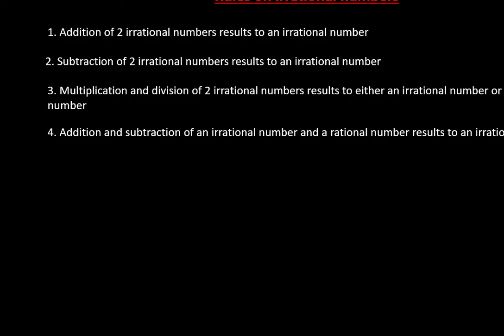Addition and subtraction of an irrational number and a rational number results in an irrational number. So when you add an irrational number and a rational number, the answer is going to be an irrational number. When you subtract an irrational number and a rational number, the result will always be an irrational number. And then there is also another one which says it's impossible for you to add 2 irrational numbers and have your answer be a rational number. It's impossible. Same applies to subtraction. You can't subtract 2 irrational numbers and your result becomes a rational number.